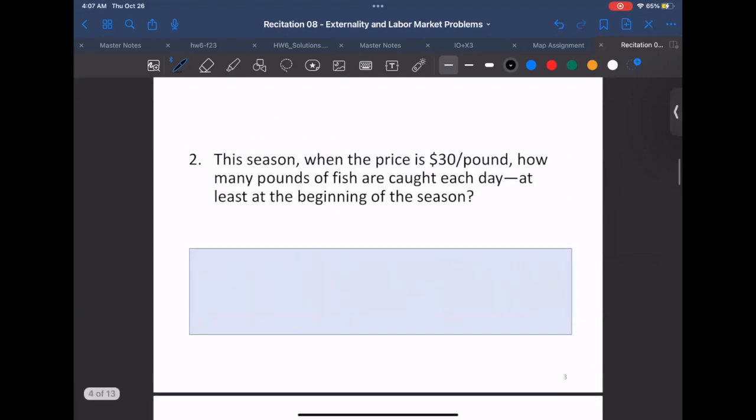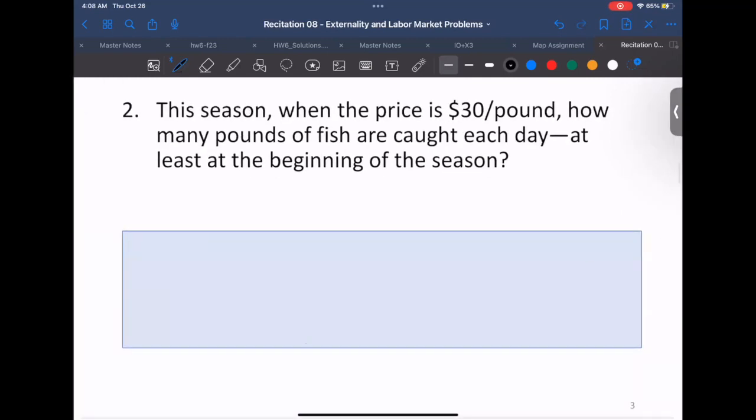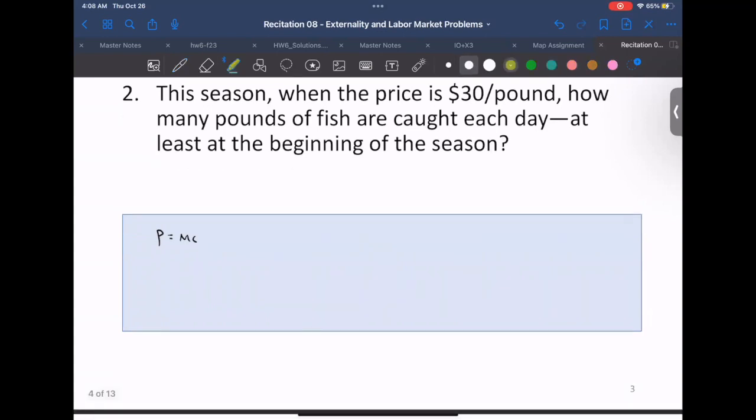Now, this season, when the price is $30 per pound, how many pounds of fish are caught each day, at least in the beginning of the season? So, since both fishers catch fish such that price is equal to marginal cost, in this case, we know the price, 30 is equal to our respective marginal costs, which are 2FJ equal to 4FB.